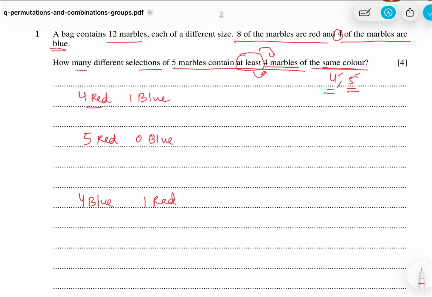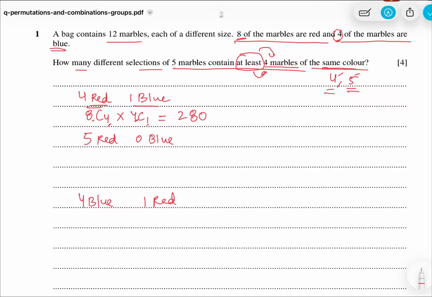4 red. So out of 8, we need 4. So 8C4 times, because they are together, right? We are taking them together. Together they are making 5. So we will multiply over here. Times how many blue were there? 4. So 4C1. From 4, 1. From 8, 4. That gives us 280.